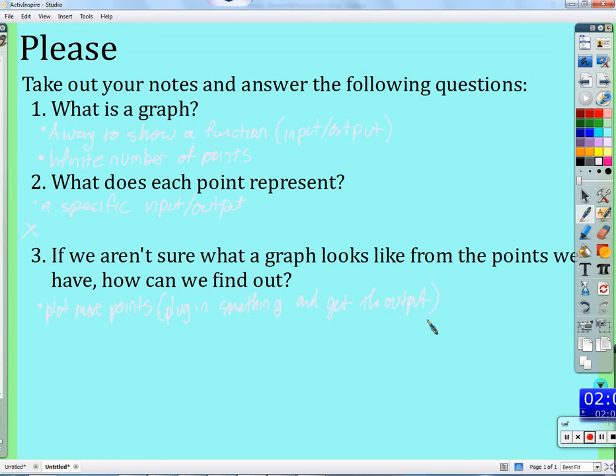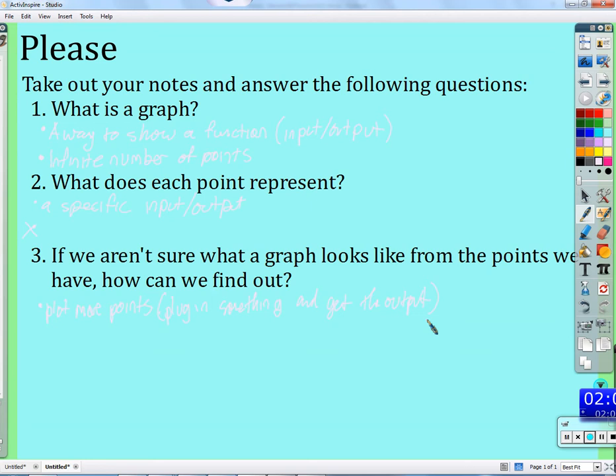So now we're talking generally about graphs and functions. Very generally, we have been for a couple of weeks. Now we're gonna get specific. We're gonna focus in on a specific class of functions called linear functions and their graphs. They're called linear functions because of what their graphs look like: lines. The word line is linear.